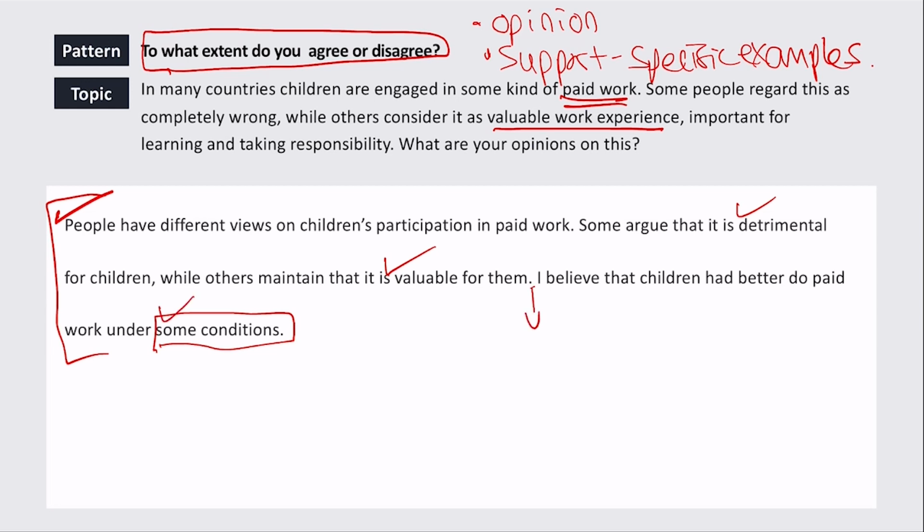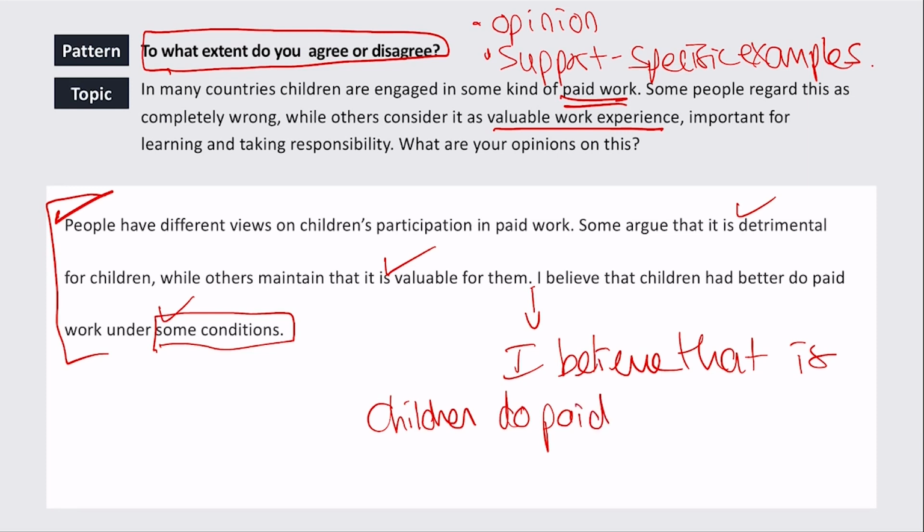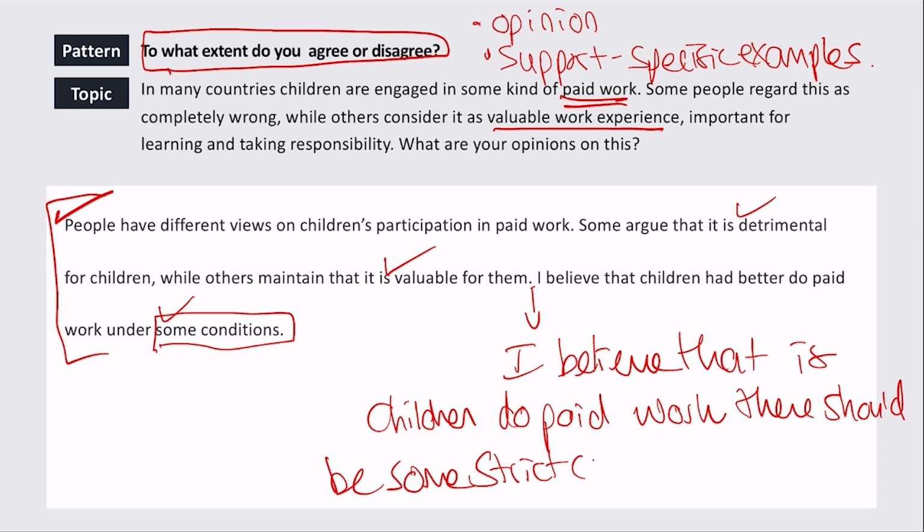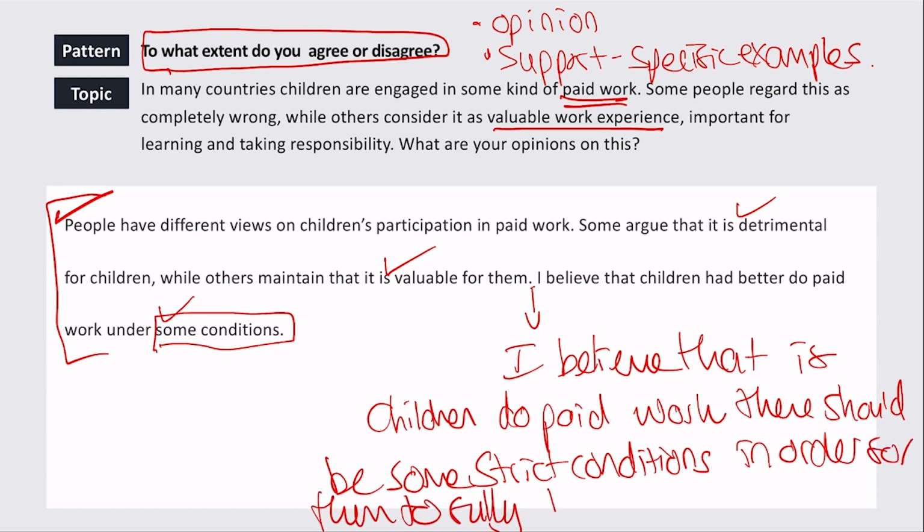This could have been a slightly better grammar choice. So I want to phrase it something like: I believe that if children do paid work, there should be some strict conditions in order for them to fully benefit. Okay, something like that. So we've got a sort of if, should, conditional sentence here. That's the kind of thing they're looking for to boost your grammar, so that's going to help you out. Okay, overall a reasonably solid introduction.